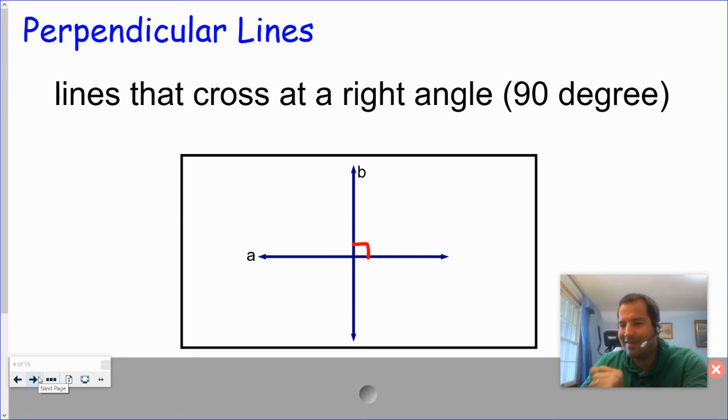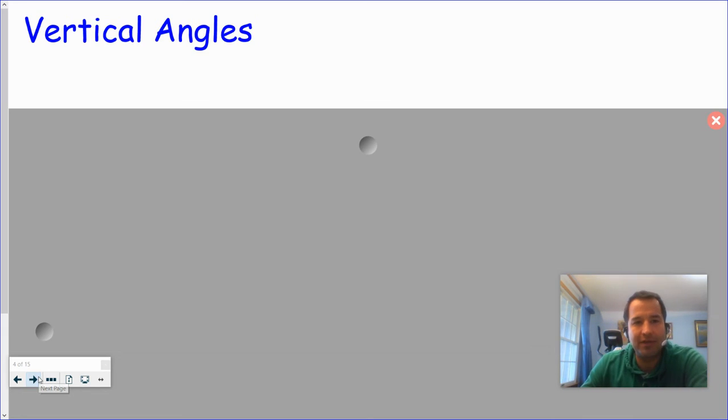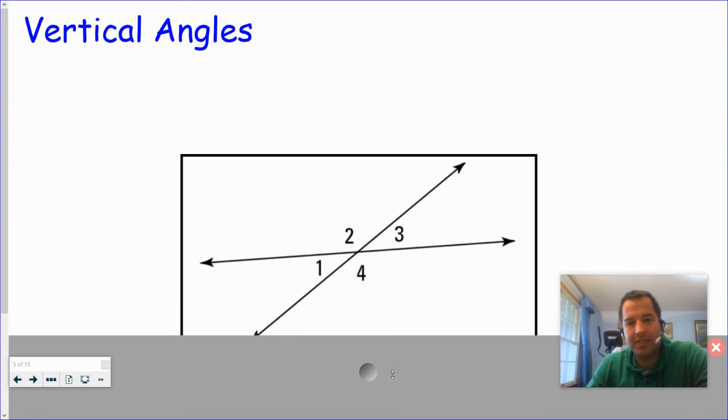All right, and you're like, I got this, no problem. Well, okay, it gets a little bit difficult, more challenging, but that's okay. Vertical angles. Now, please don't be fooled by the word. You think vertical angles, you think, oh, angles that go straight up and down. Not necessarily, okay? So vertical angles look something like this.